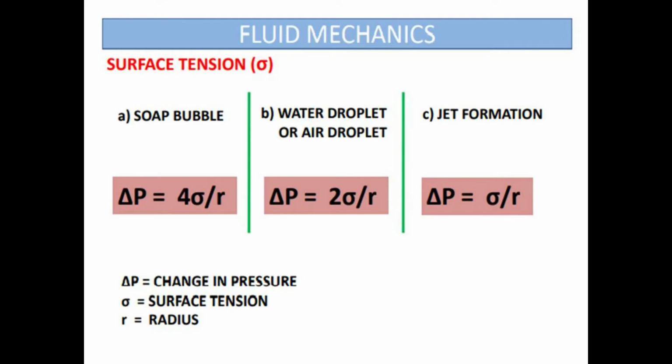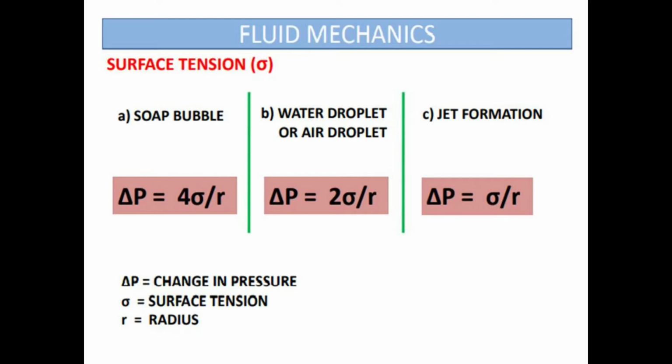Different conditions for surface tension are: 1. In a soap bubble, 2. In a water droplet, and 3. In a jet of a fluid. From the concept of surface tension, internal pressure for above cases are found. The formula for internal pressure, delta P, in a soap bubble, is given as 4 times sigma by r, where sigma is surface tension and r is radius.